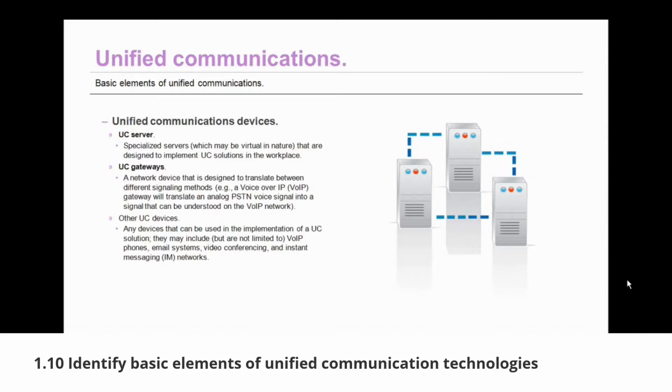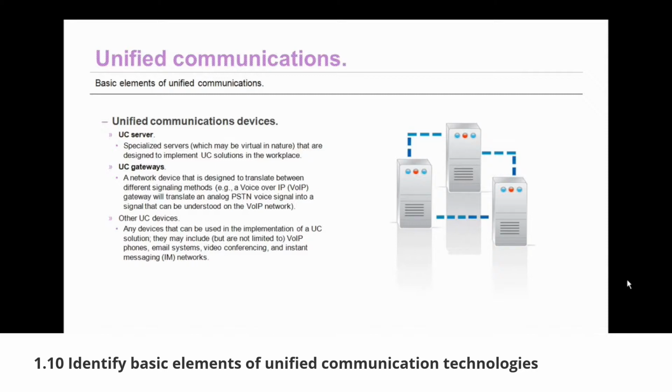First up is the UC server. These are specialized servers, which quite often are virtual in nature, that are designed to implement unified communication solutions in the workplace. The UC servers work in conjunction with UC gateways. A UC gateway is a network device that is designed to translate between different signaling methods, as in a voice over IP gateway, which will translate an analog public switch telephone network voice signal into a signal that can be understood on the VoIP network.